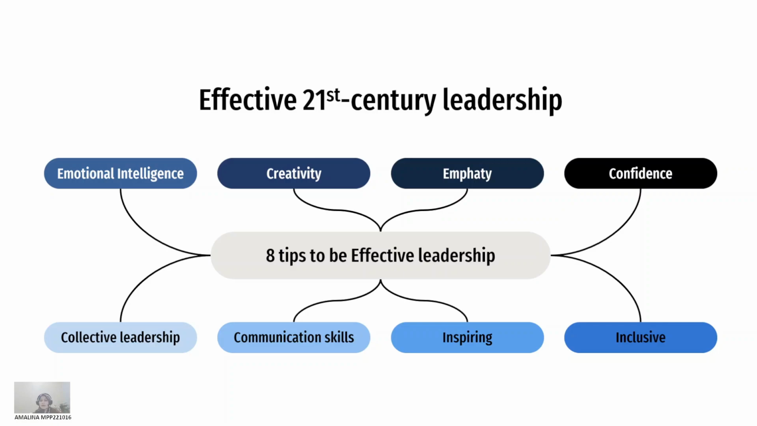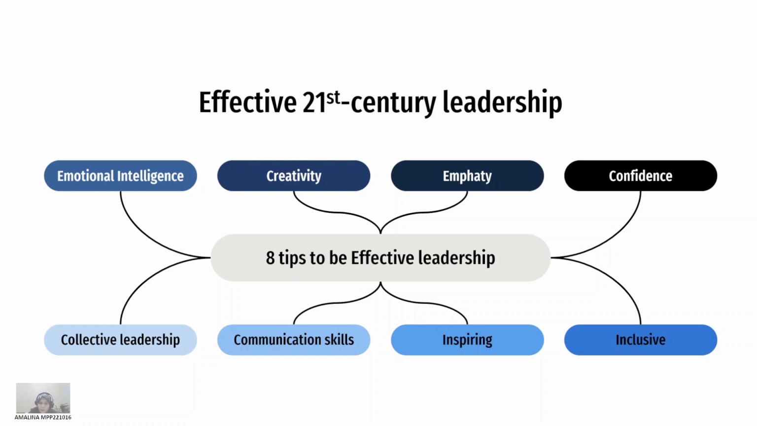Number five is collective leadership. A leader should be able to provide leadership from the group as opposed to just one person in charge of everything, which could lead to resentment and power struggles among other team members. Number six is communication skills. When one can communicate effectively, they are more likely to get their message heard.